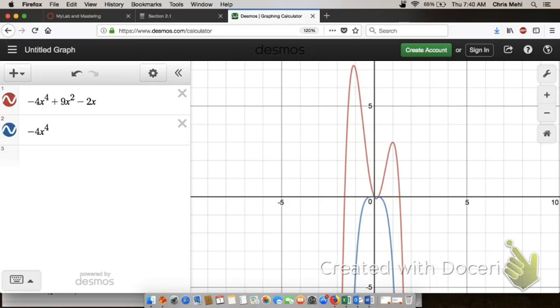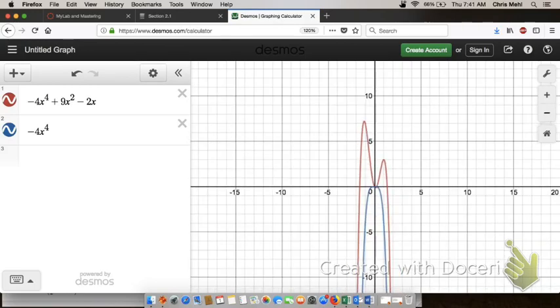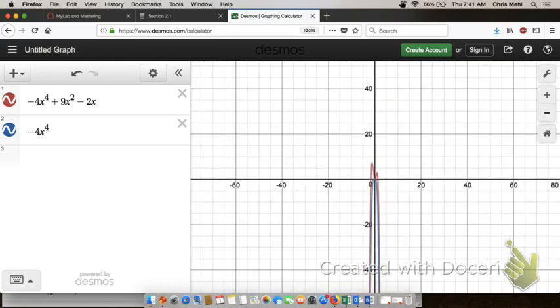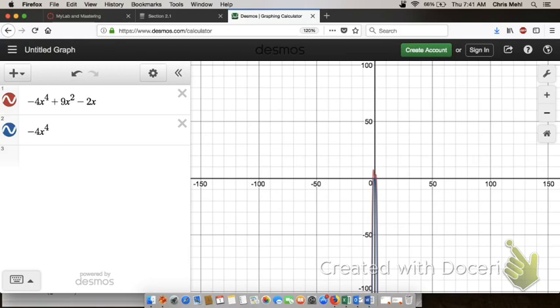Here we are on Desmos. The red graph is the graph of our polynomial f of x, negative 4x to the fourth plus 9x squared minus 2x. And the graph in blue is just the graph of the leading term. Now, notice that for values of x close to 0, the outputs of these functions are very different. But as I zoom out more and more, you would notice that the graphs become almost indistinguishable. So for larger values of x, the outputs of these functions are very, very close.